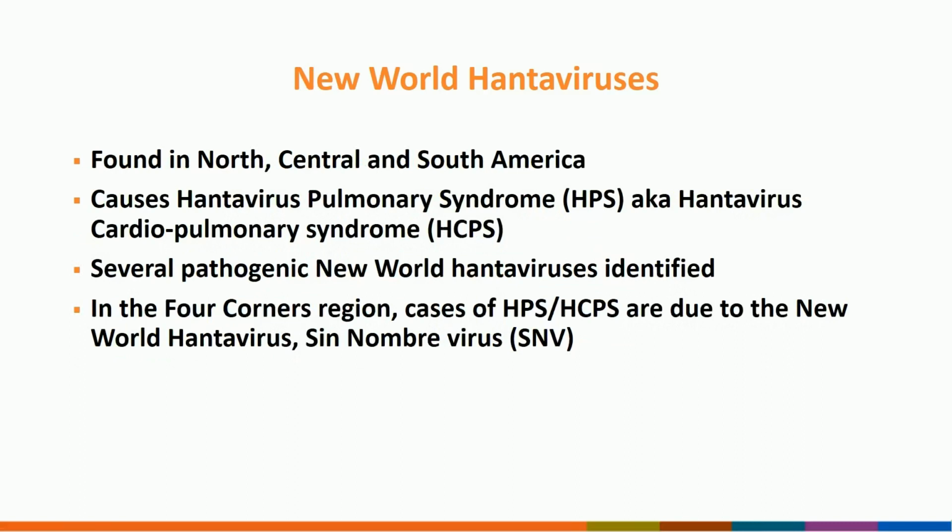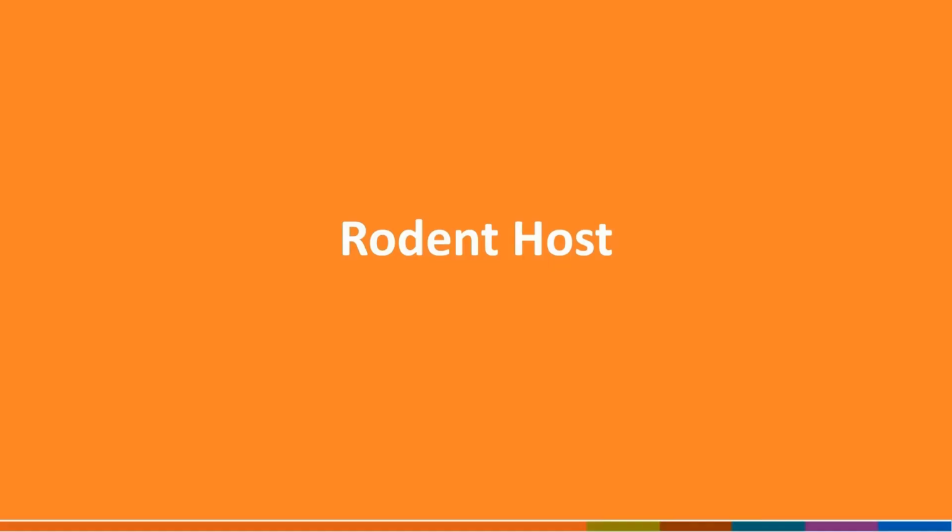New World hantaviruses are primarily found in North, Central, and South America. Infection with New World hantaviruses can cause hantavirus pulmonary syndrome, or HPS. Because of the profound cardiac features, HPS is also sometimes referred to as hantavirus cardiopulmonary syndrome. Like Old World hantaviruses, several pathogenic strains of New World hantaviruses have been identified. In the Four Corners region, cases of hantavirus disease are due to infection with the New World hantavirus called Sin Nombre virus. I will now discuss the rodent host of hantavirus.